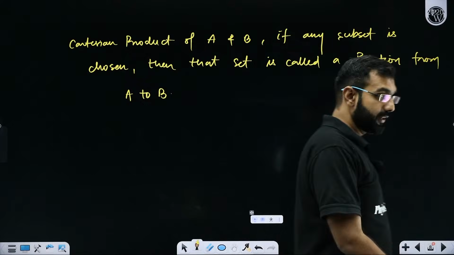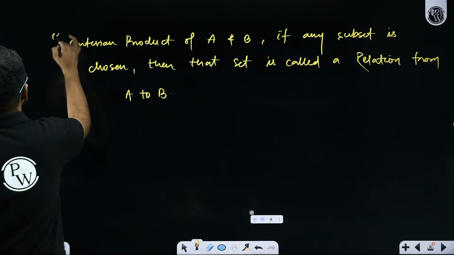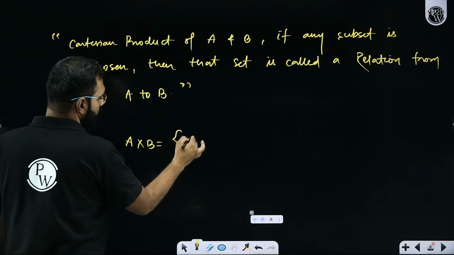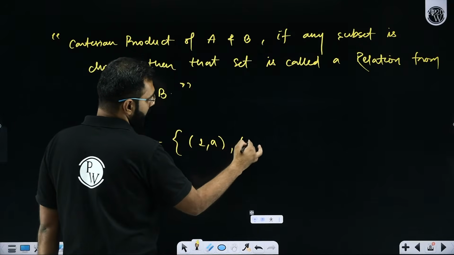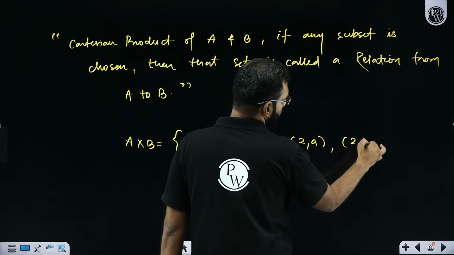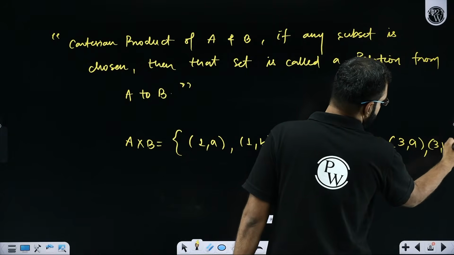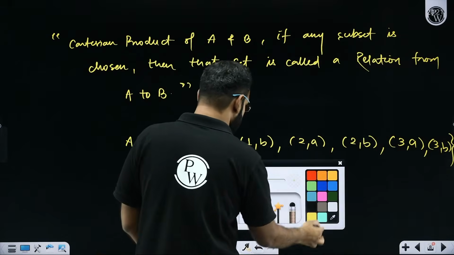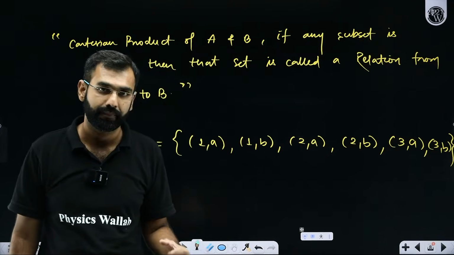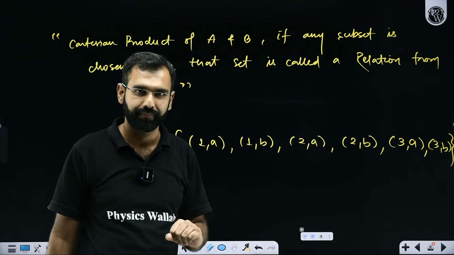Did you all understand the definition of a relation, first of all, the participants? What did I say? I said that I took A cross B. So A cross B was what? 1 comma A, 1 comma B. It was 2 comma A, 2 comma B. It was 3 comma A and 3 comma B. Yes or no? Then from this, if I choose any subset, so these ordered pairs are its elements. So there are 6 elements.